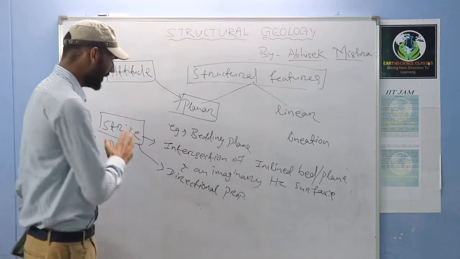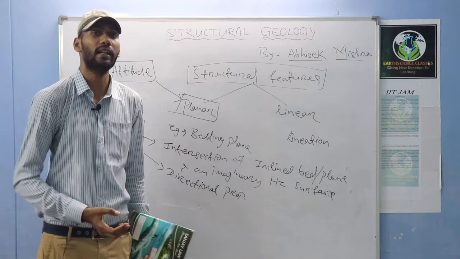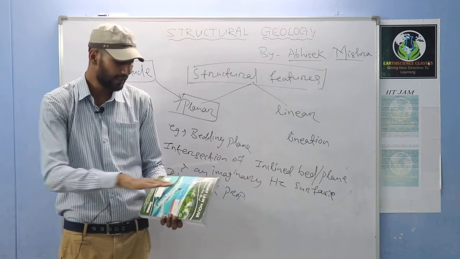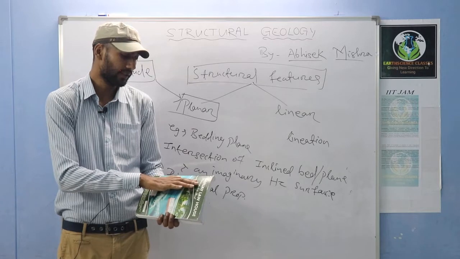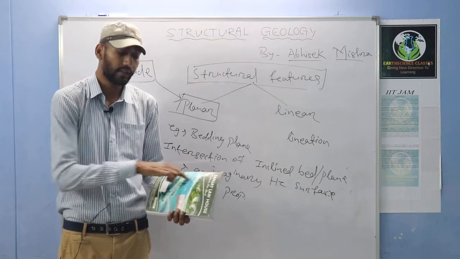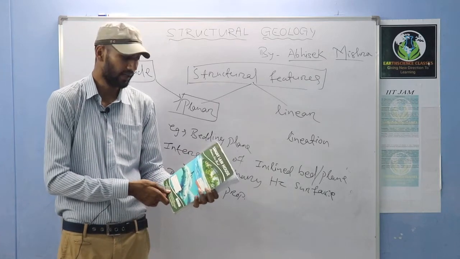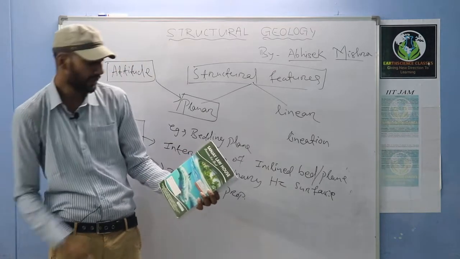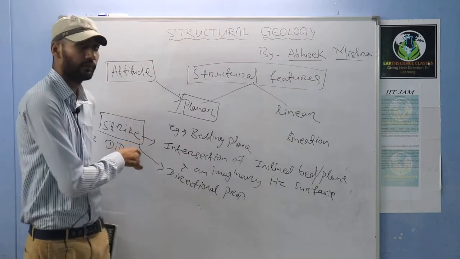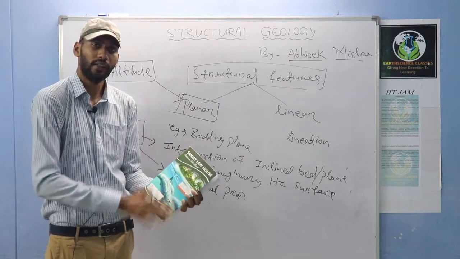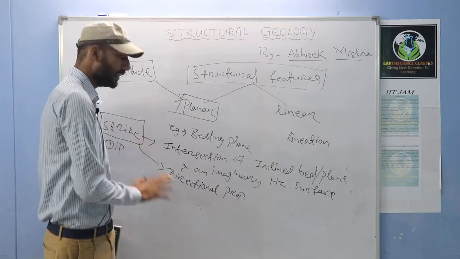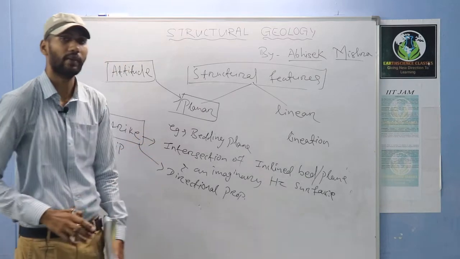Now you can define strike in another way: any imaginary horizontal line on this bed will be your strike. All of you got it? This is the bed, and I will intersect an imaginary horizontal surface here. So there will be a line of intersection, and that line should be horizontal, right? If I intersect a horizontal plane, the intersection must be horizontal. This bed can be like this, and I am intersecting a horizontal surface. Now I will get a horizontal line on the bed. So any imaginary horizontal line on the exposed plane or on the inclined plane will give you the strike direction. As I have told, it has only direction, it doesn't have any magnitude. The strike doesn't have any magnitude, right?